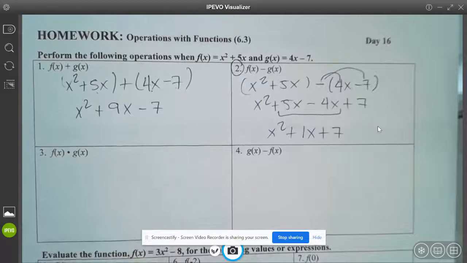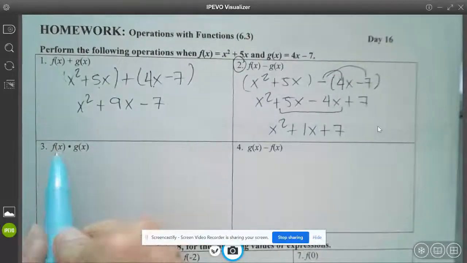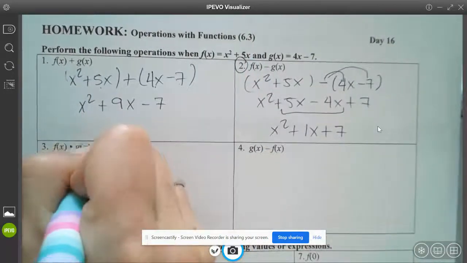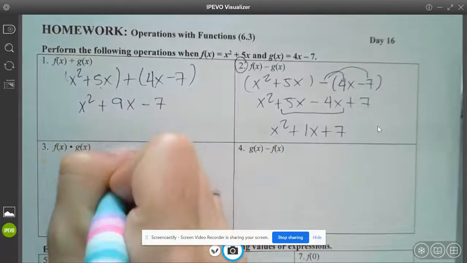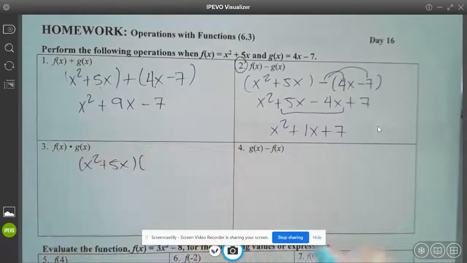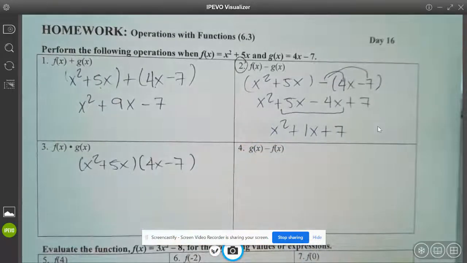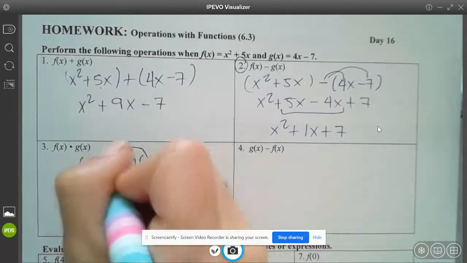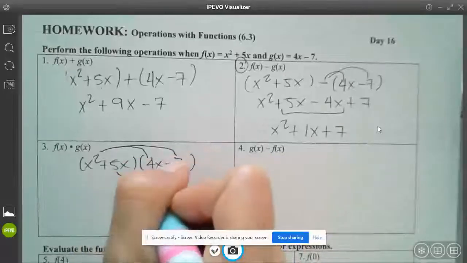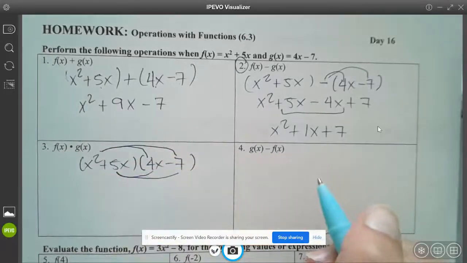Now in this one, we are multiplying. So let's multiply them, f times g. So that's x squared plus 5x times 4x minus 7. And then you multiply them. The way we multiply them, if you remember, I mapped them: that times that, this times this, and this times that. And then you combine like terms.